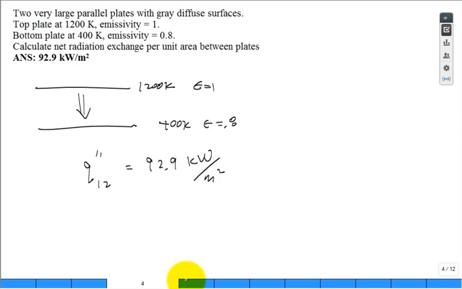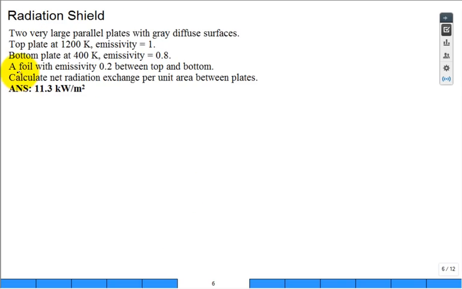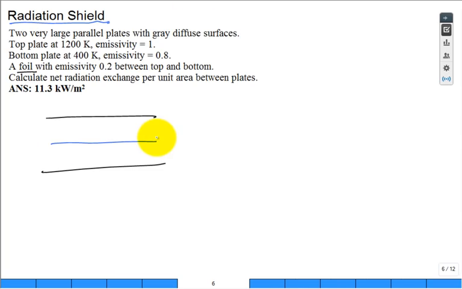Now, what did we do? I think this is also a review. We stuffed a foil, a radiation shield, in between the two. The piece of foil, just like you would get out of the kitchen drawer, that would be a very good low emissivity on both sides. Okay, so that radiation shield goes in between. When you put that radiation shield in between, it drops it substantially.